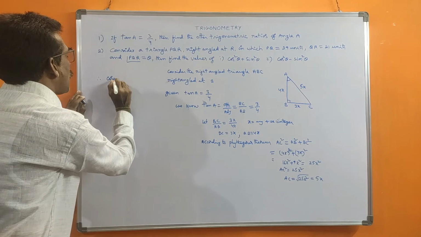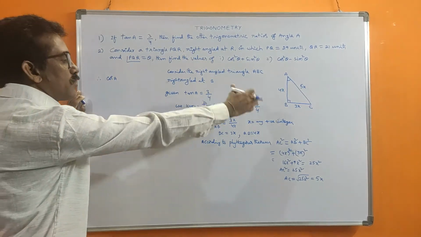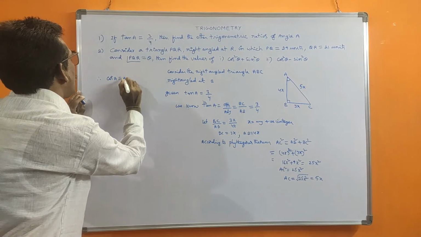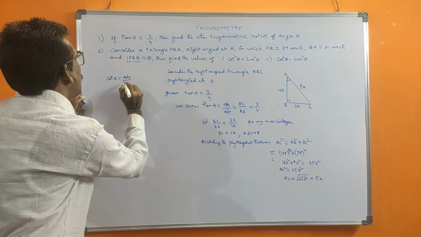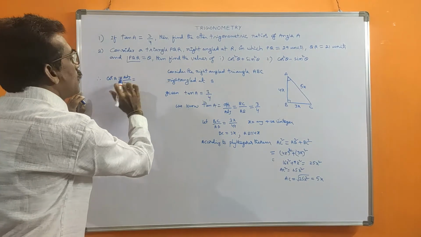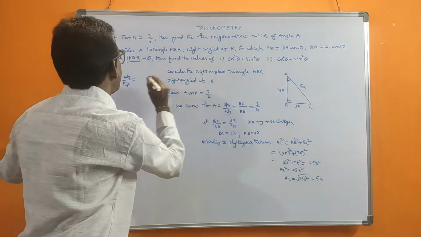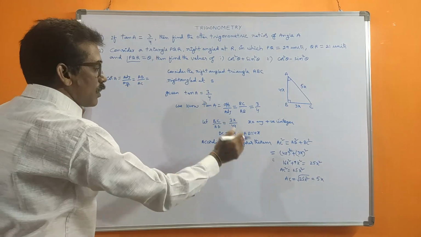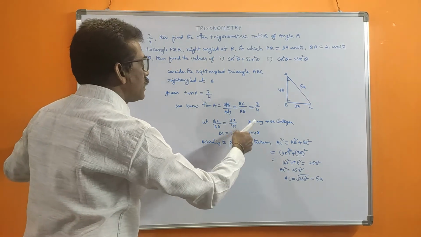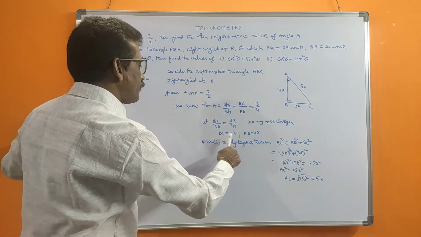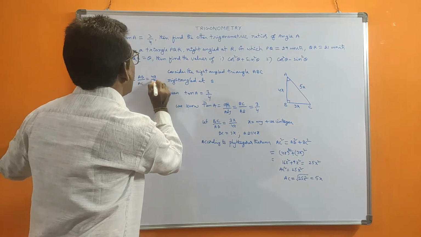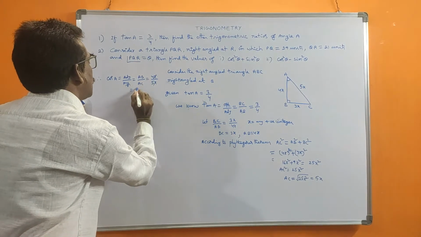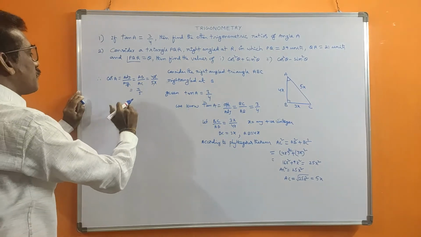Therefore, cos A. According to A only, we are writing all these. So that's why cos A. What is cos? Adjacent side by hypotenuse, formula. So for that A, adjacent side is AB, hypotenuse is AC. You know the values now. AB value is 4x, AC value is 5x. X cancels, that is equal to 4 by 5. See, cos A is 4 by 5.